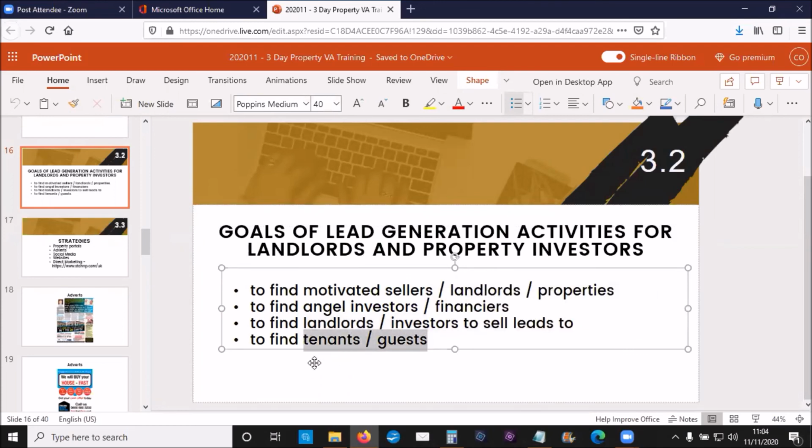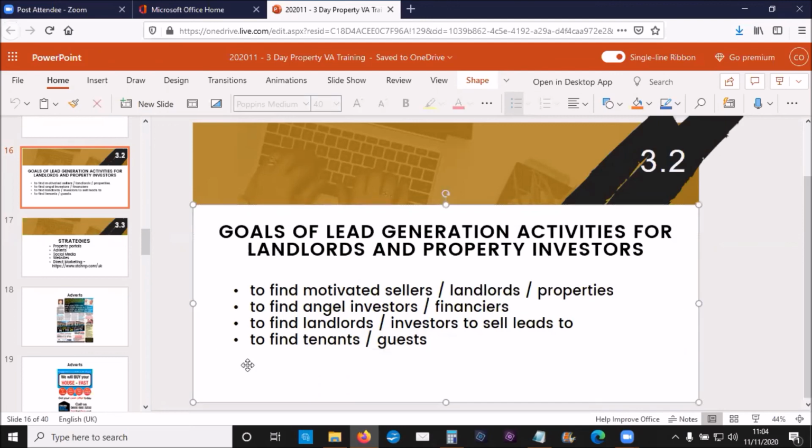Although I did not give you examples here in the slides for finding tenants and guests, I probably should have, each individual landlord will probably have their own way of finding tenants and guests, and so they will be giving you explicit instructions on this one. This is just for me to show you what kind of work you might be doing for a boss or a client who is a property investor.